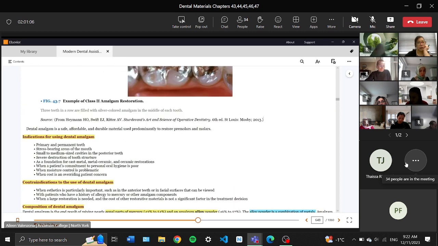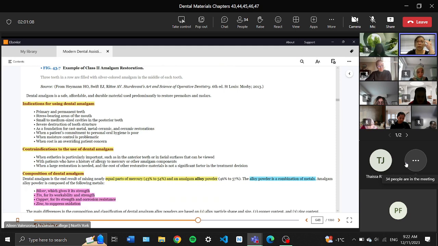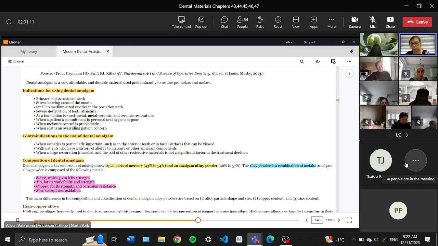All right. So now let's deal with amalgam. Amalgam is the silver filling. Dental amalgam is a safe, affordable, durable material used predominantly to restore premolars and molars. Mostly they are in the molars and premolars. Indications for using dental amalgam, very important to know. Primary and permanent teeth, we use amalgam. Stress-bearing areas of the mouth, small to medium-sized cavities in the posterior teeth, severe destruction of tooth structure as a foundation for cast metal, metal ceramic, and ceramic restoration.